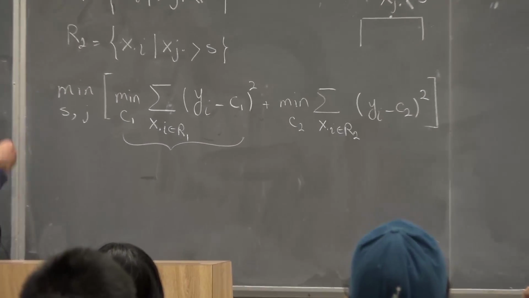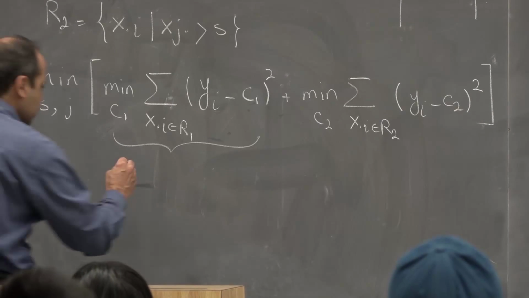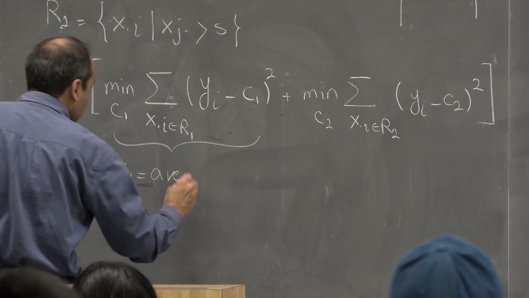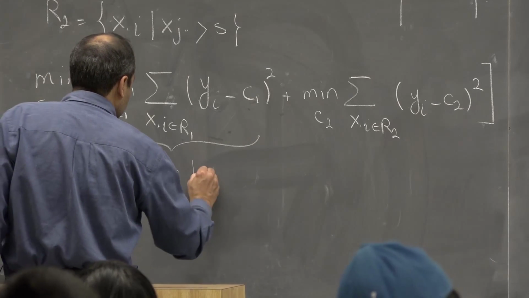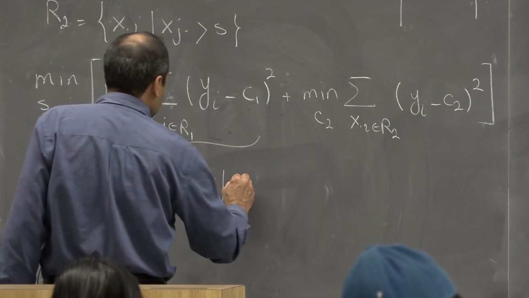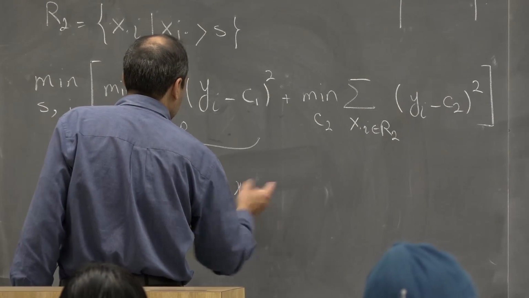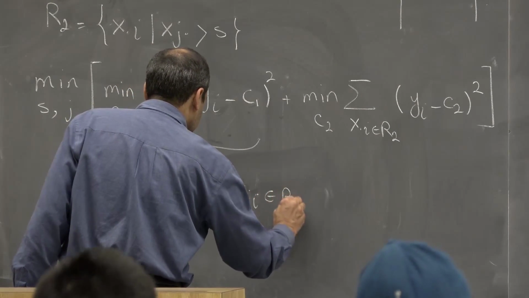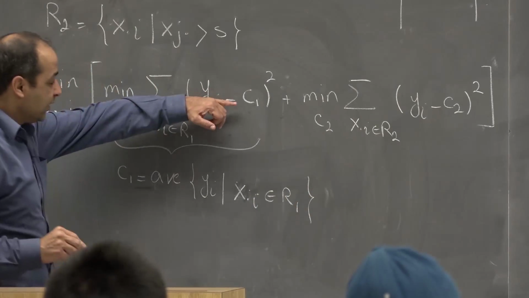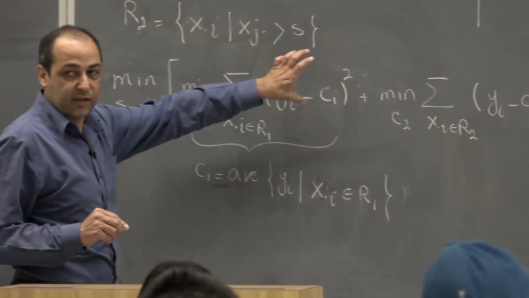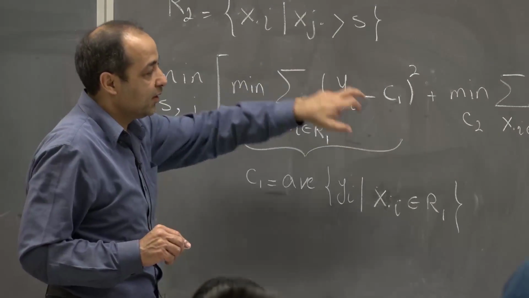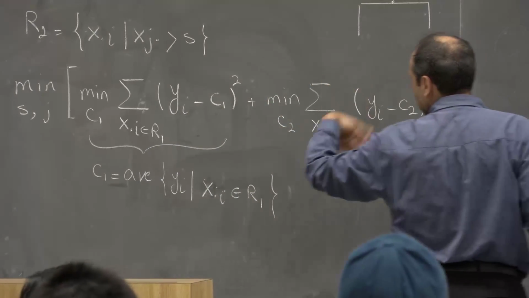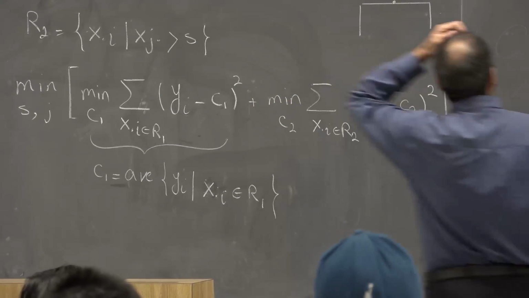Already I know the inner minimization, we know the answer. C1 is just the average of yi such that xi is in R1. So basically, if I take the average of all of the yi's in region 1, that would be C1. And all of the yi's in region 2, that would be C2. So the inner minimization, we know the answer.